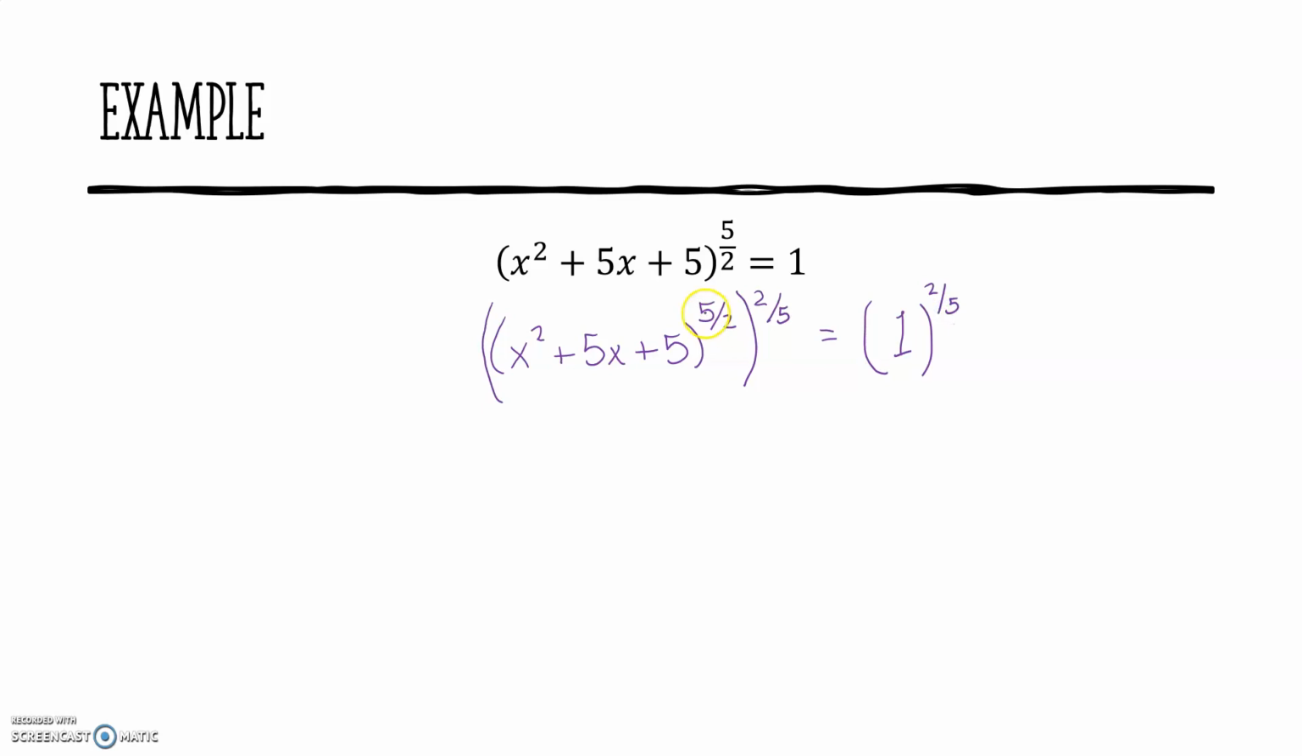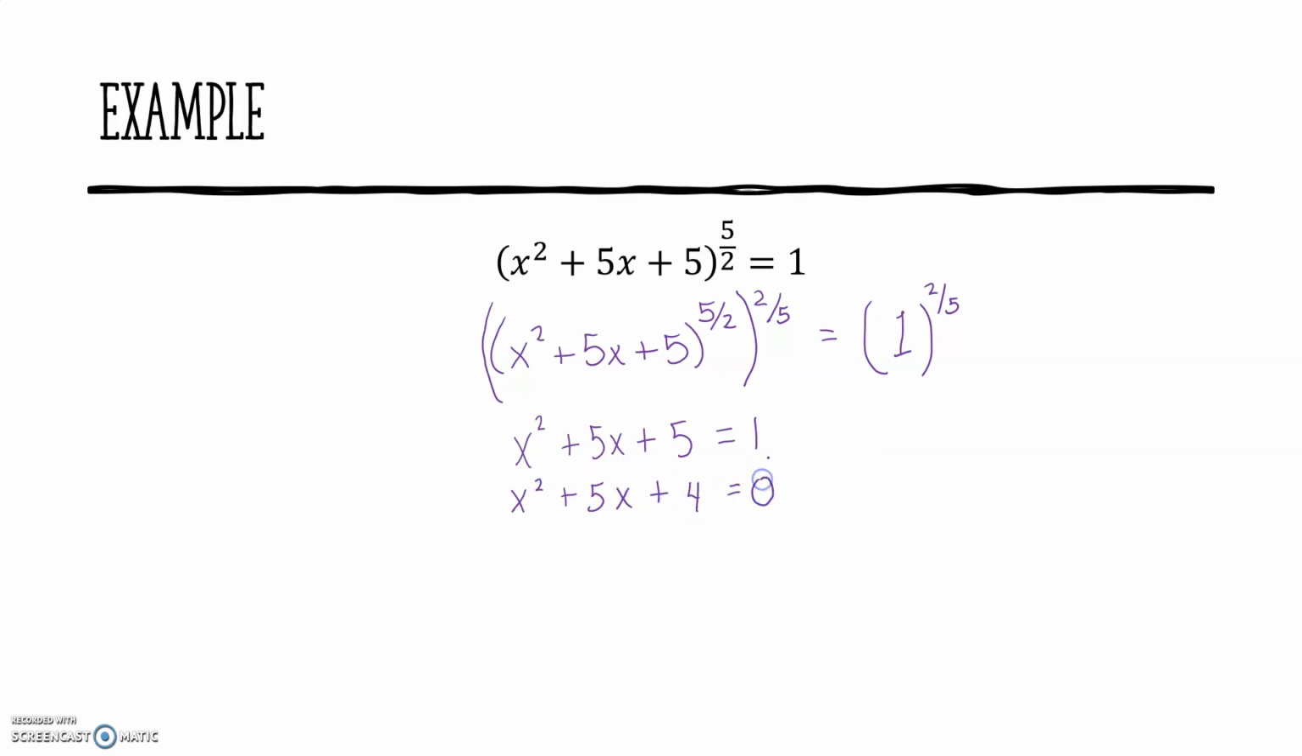And our exponent would become 5 times 2 is 10 over 10, and that's just 1. So this side of the equation becomes x squared plus 5x plus 5. And the other side, we would do the 5th root of 1, which is 1, and then 1 squared is still 1. I'm going to subtract 1 from both sides, so I get x squared plus 5x plus 4.